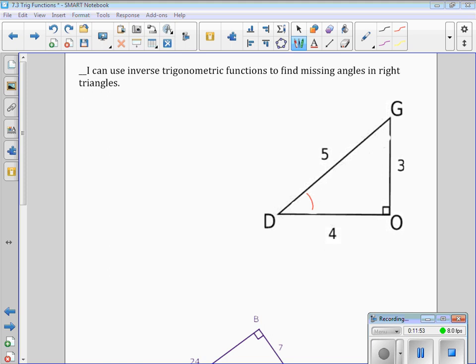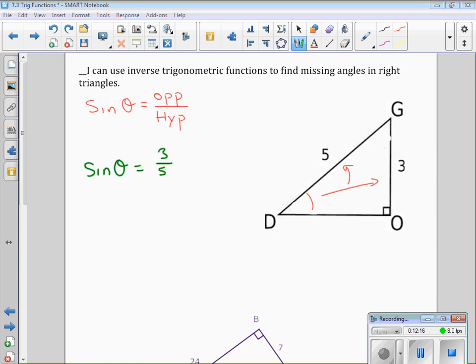Just for simplicity, I'm going to get rid of this 4. Say we don't know that. Okay, so if I had that 3 and 5, what I would do is I'd look at how that 3 and that 5 associate with that angle D. And of course, that's an opposite and a hypotenuse situation, which is sine. So we write down that function and then we put the pieces into it.